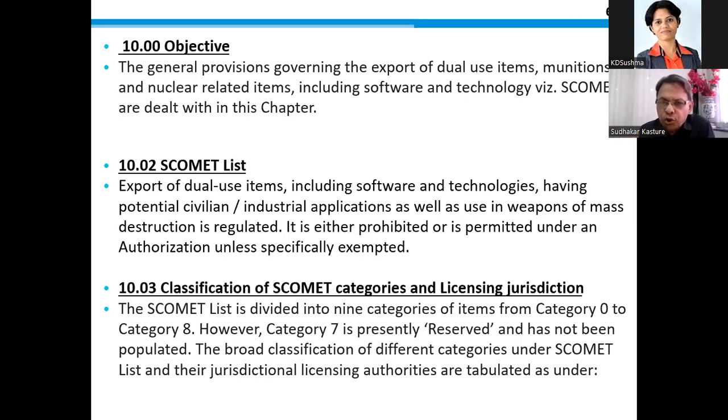That means who should allow you to export these goods? If the goods are subjected to restrictions because of dual use, which is the authority to whom you should go for obtaining licenses, obtaining permission, obtaining NOC, whatever is prescribed. That is covered under this particular table. We'll go through the table also.